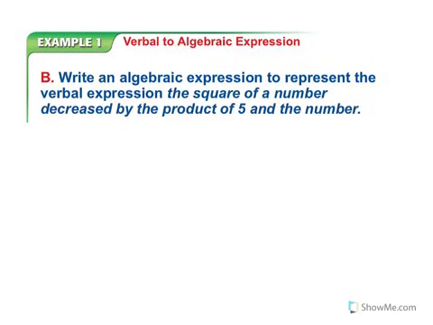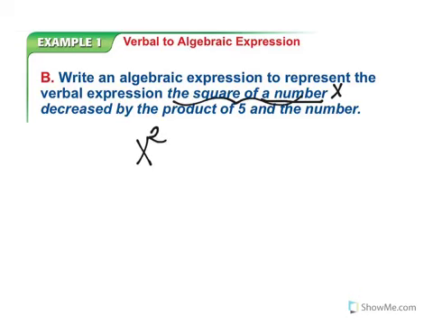Let's try another one. Write the algebraic expression to represent the verbal expression, the square of a number decreased by the product of 5 and the number. Okay, so let's break it down. First of all, we're going to let a number be x. It can be any variable. It says the square of a number. Well, that means x squared.